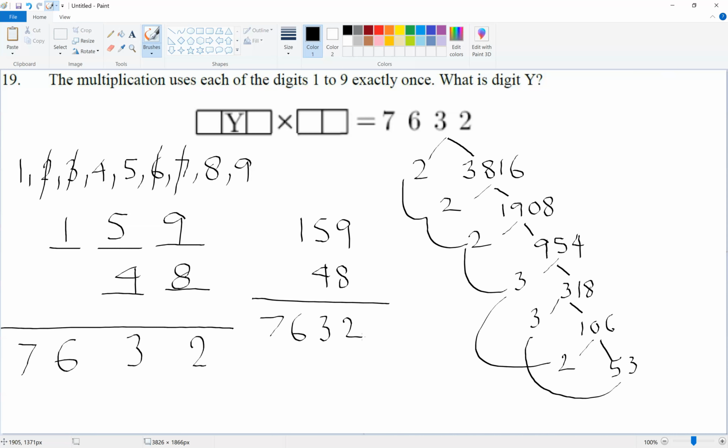Do you understand this method, Nina? Yeah. So this might be a little faster when you break up the number and combine them, you might get your result faster. So y is 5.